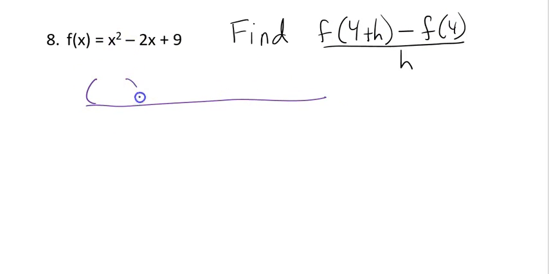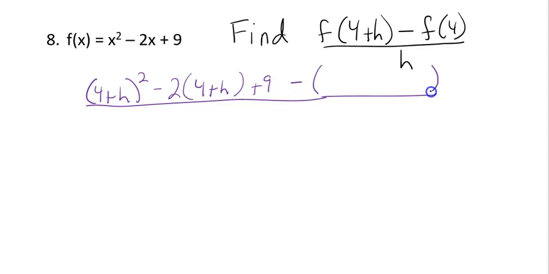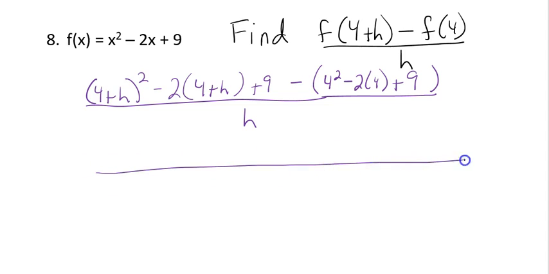So I'm going to put parentheses squared minus 2 parentheses plus 9. And I'm going to plug in 4 plus h. Then I'm subtracting in my formula, so subtract f of 4. So it's the whole thing, but with 4 plugged in. So 4 squared minus 2 times 4 plus 9. And again, we're over h. Okay, and then now I can simplify.